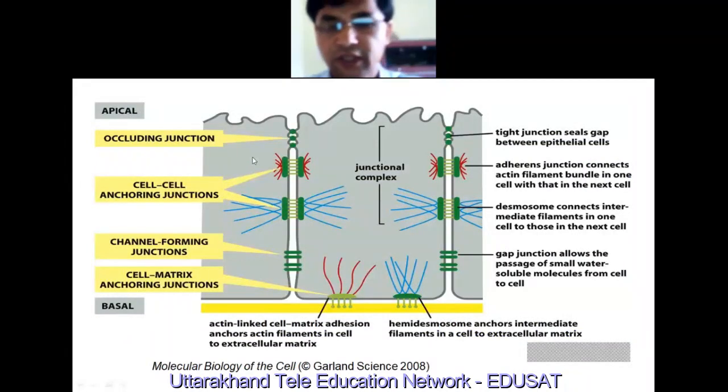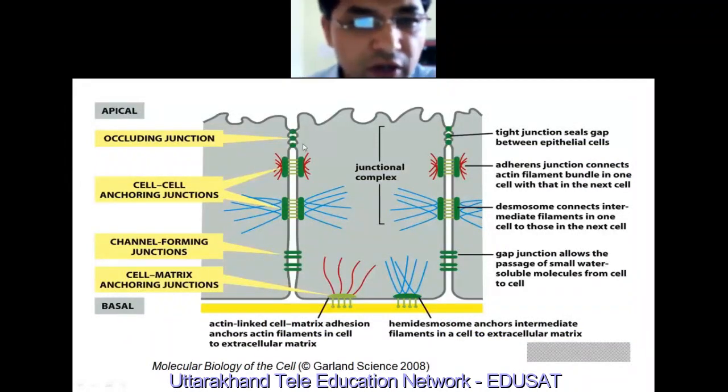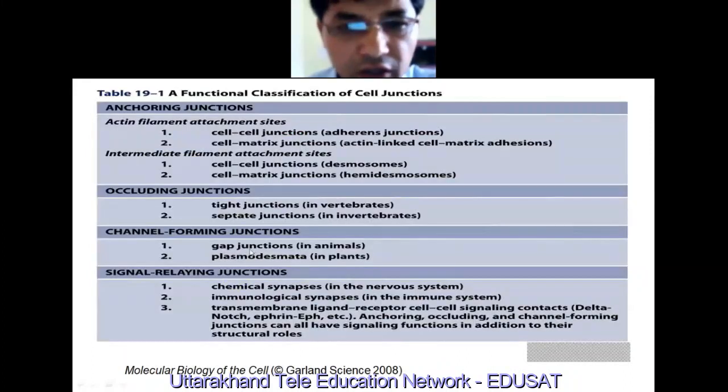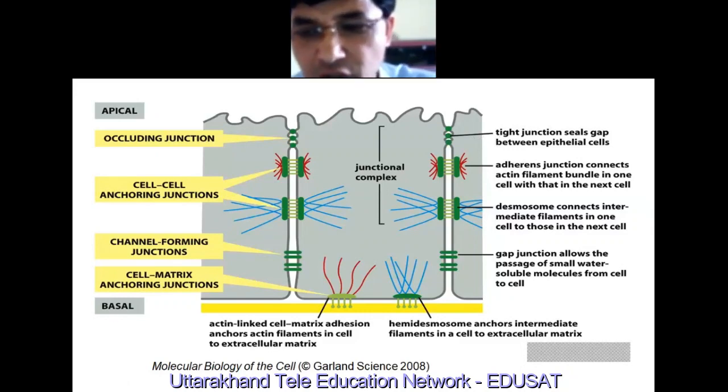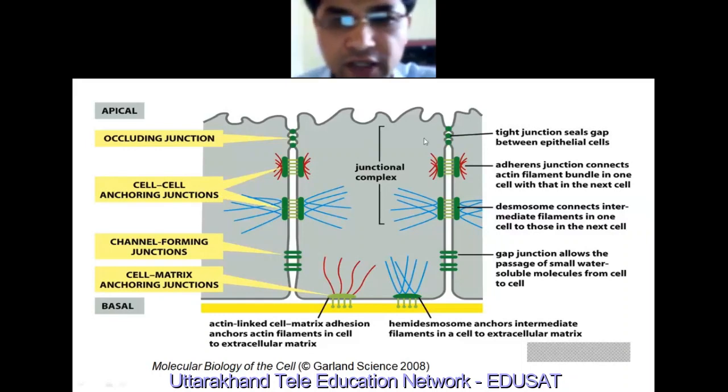You will see here, this is an occluding junction, and occluding junction means tight junctions and septate junctions. Tight junctions and septate junctions are the examples of your occluding junctions. Here you see the tight junctions. The role of these tight junctions is just to seal the gap, so no transmission of the major molecules from one cell to another cell.